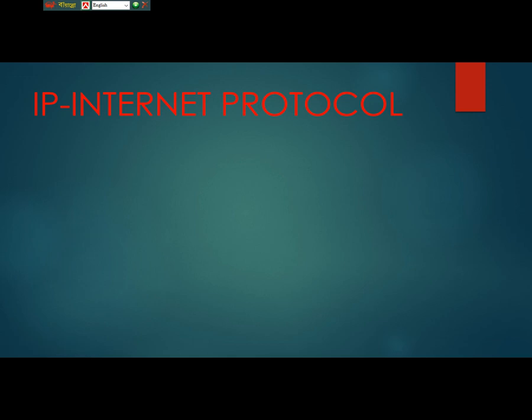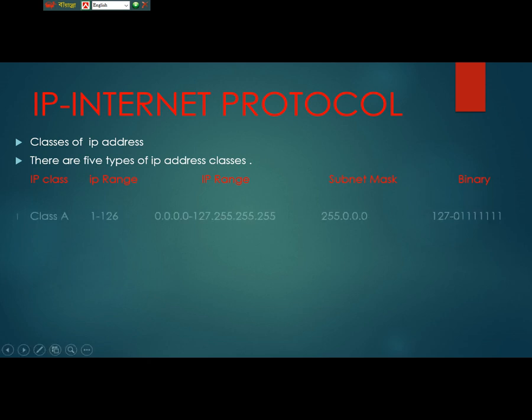IP, Internet Protocol, is very important for the CCNA certificate exam. Classes of IP address. How? There are 5 types of IP address classes. IP class, IP range, subnet mask and binary.